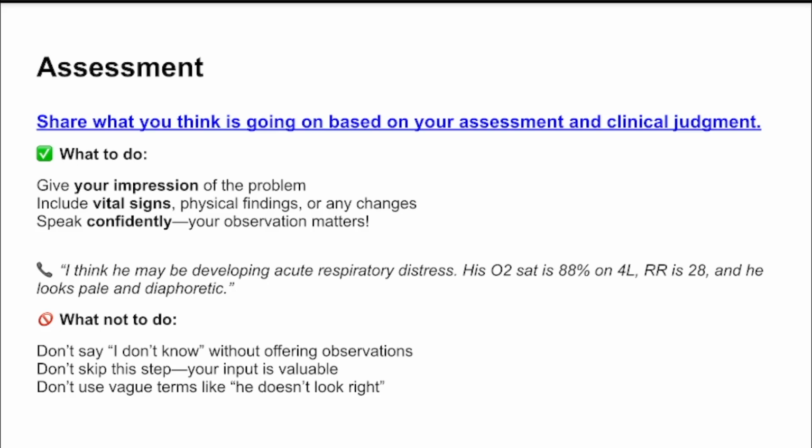So, an example of what we would say is, I think he may be developing acute respiratory distress. His O2 sat is 88% on 4 liters. Respiratory rate is 28, and he looks pale and diaphoretic. What you don't want to do is say, I don't know, without offering observations. Don't skip this step. Your input is valuable. And don't use vague terms like he doesn't look right. You want to be as specific as possible when you're communicating with other people on the healthcare team.